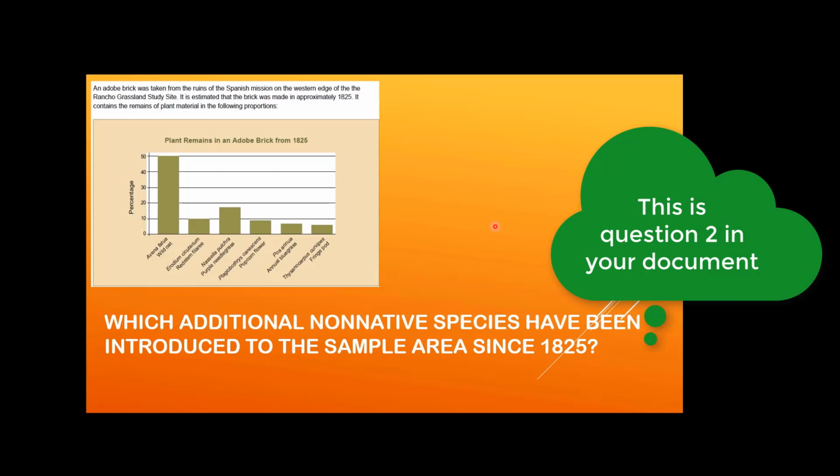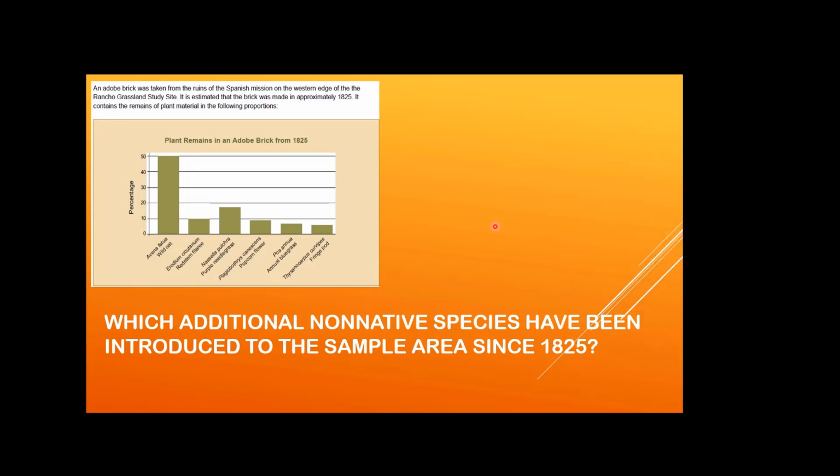1825. Which additional non-native species have been introduced to the sample area since 1825?